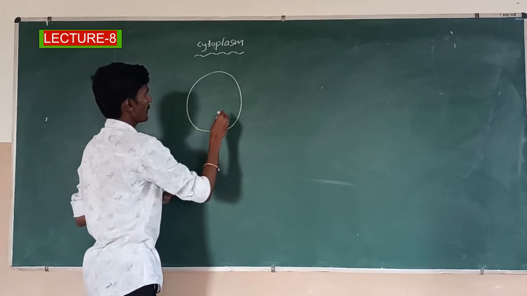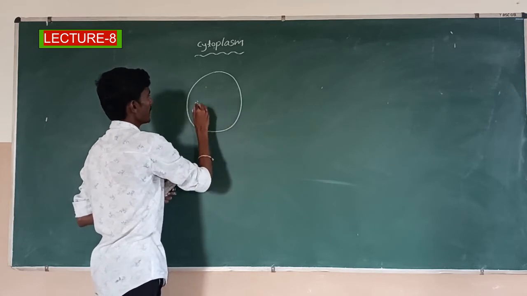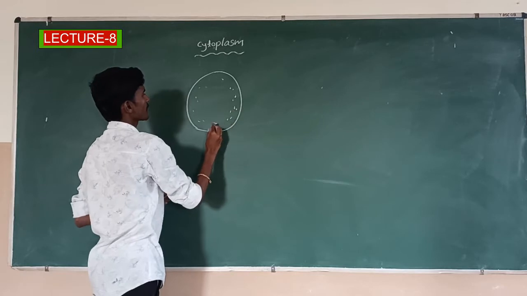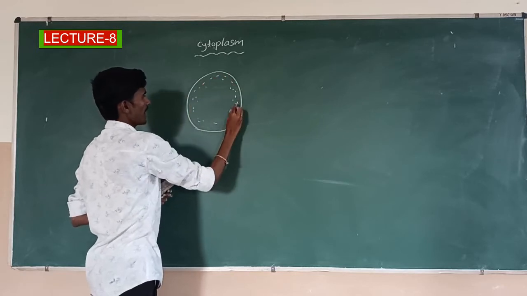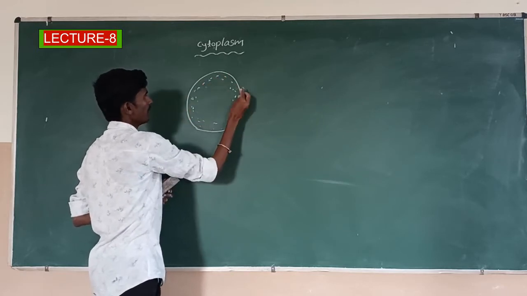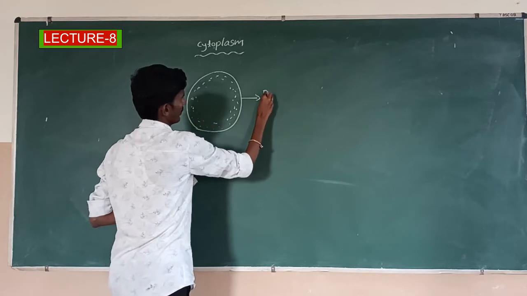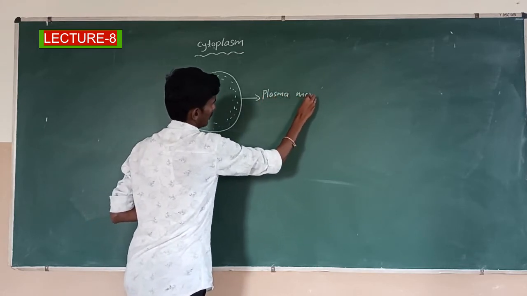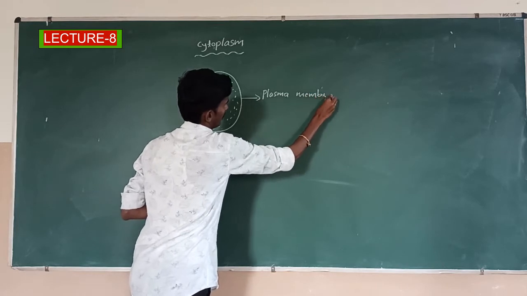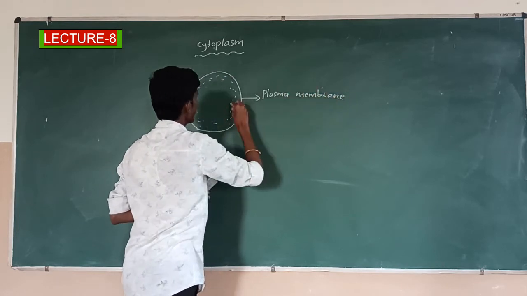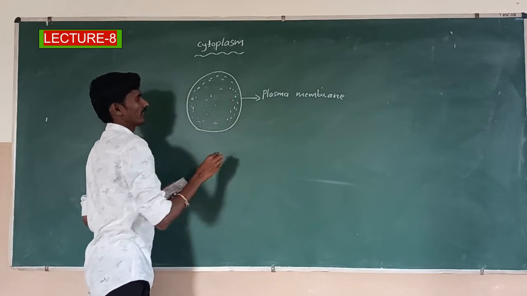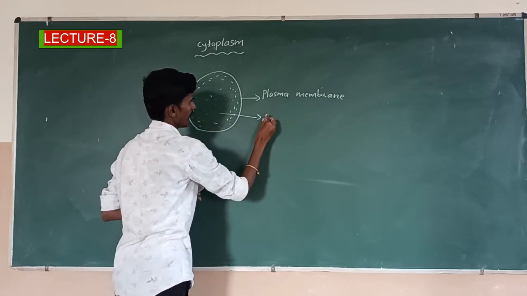This is the plasma membrane. Inside the plasma membrane, a large region is there. This large region is surrounded by the plasma membrane. This region gets a little stain. This is called the cytoplasm.